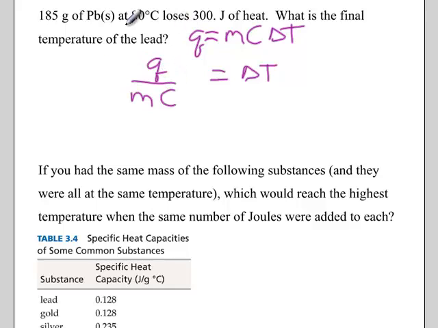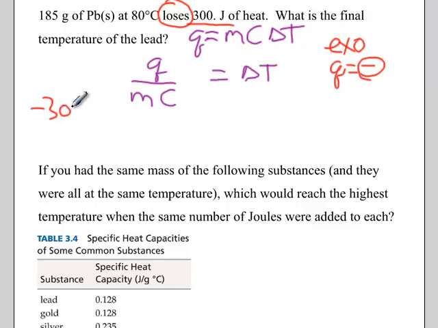The Q is the heat. And at first glance you might think Q is 300 joules, and that's almost correct, but the key word here is it's losing 300 joules. So if something is losing heat, that means heat is being released, that means it's exothermic, and that means Q, remember, has to be a negative number. So the Q is not 300 joules, it's negative 300 joules.